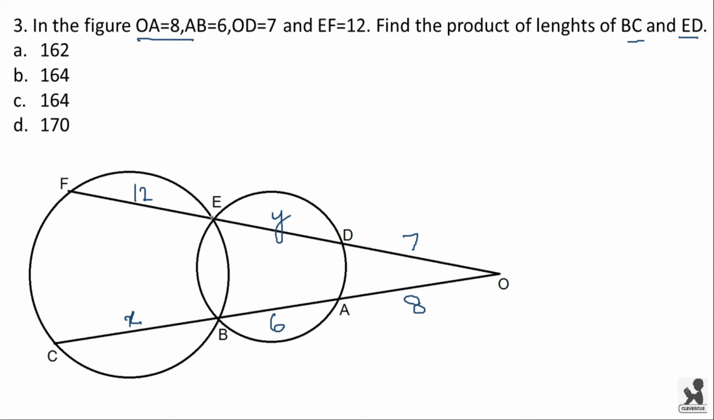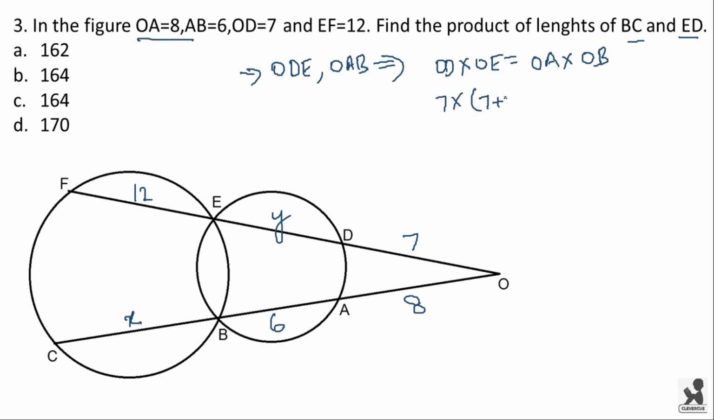Now consider this small circle and the secants ODE and OAB. From here, as discussed in the previous problem, we have got this property which is OD into OE is equal to OA into OB. Now OD is 7 and OE is 7 plus Y.